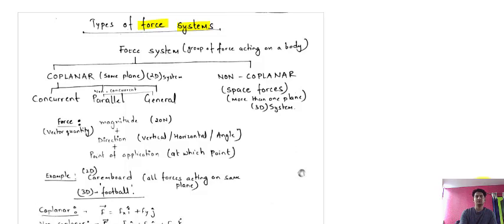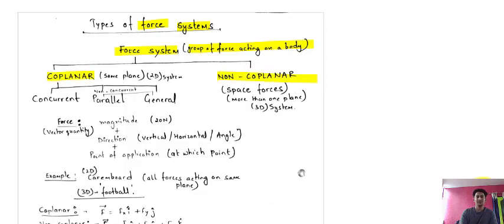So we will be talking about the types of force system. First of all, a force system is divided into two parts. You can say a force system is a group of forces acting on a body. So a force system is divided into two parts: one is coplanar and the other is non-coplanar.